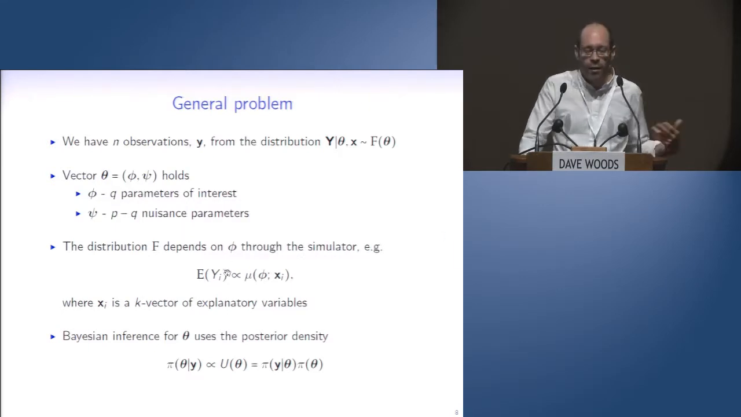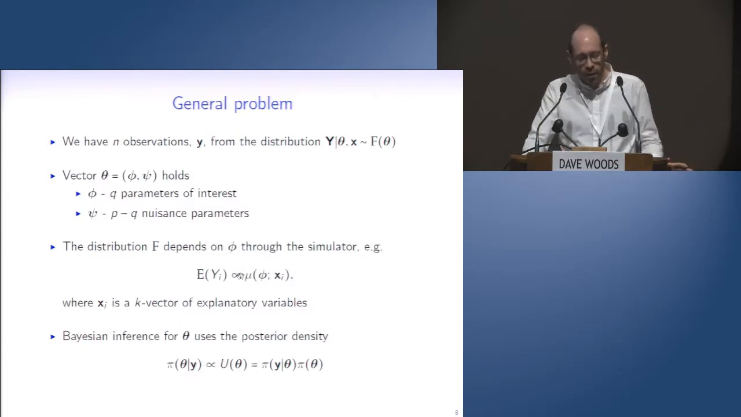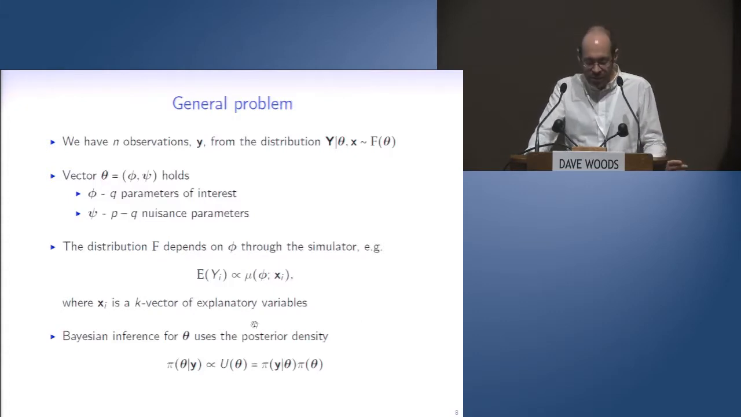So if we want to evaluate the distribution, we have to evaluate the simulator. In the problems we'll think about today, that'll be through the mean function of our response being proportional to our simulator. And again, x is just holding the explanatory variables which we can control in the physical experiment. And of course, if we're being Bayesian, then inference for all our parameters depends on our posterior density, and we'll just label the unnormalized posterior as capital U.